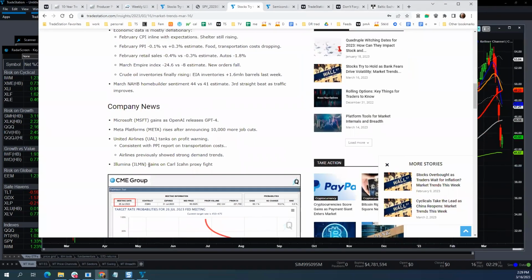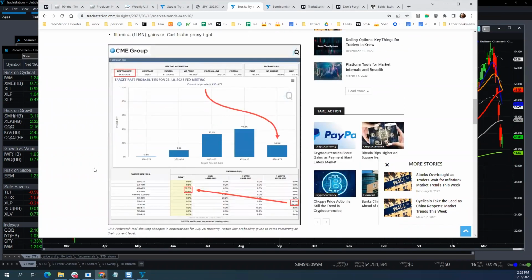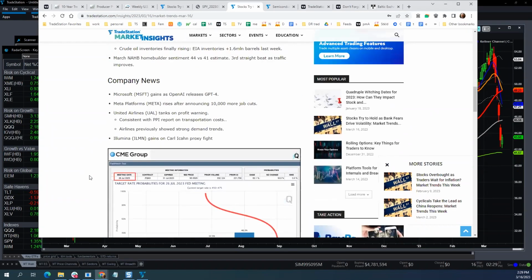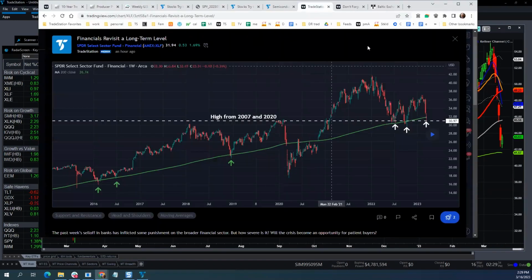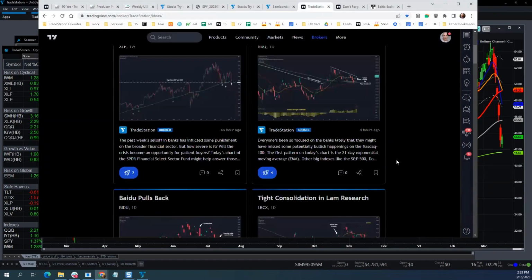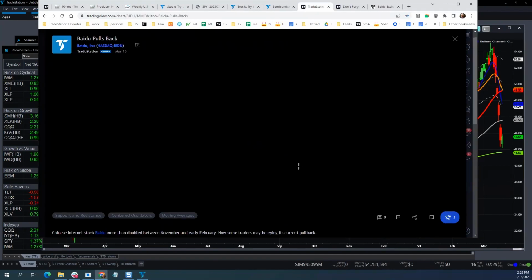And then this thing, Illumina, I don't know much about this. It's a biotech name that's been weak forever. So that's just something to be aware of. Baidu was another one, an AI name. We did this one for TradingView. Go here to TradingView and look here. A lot of these things are on TradingView you could follow. And Baidu, we did it yesterday.